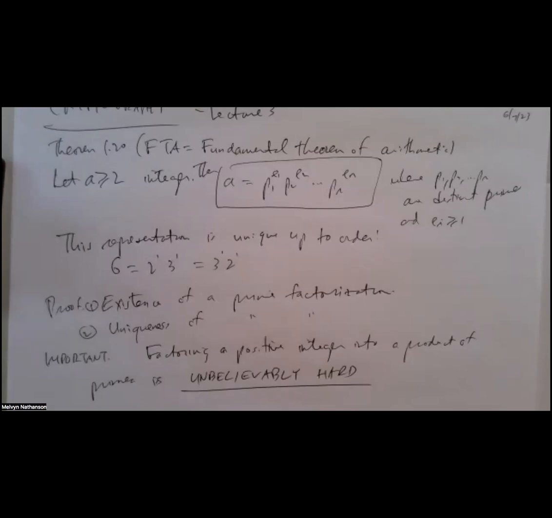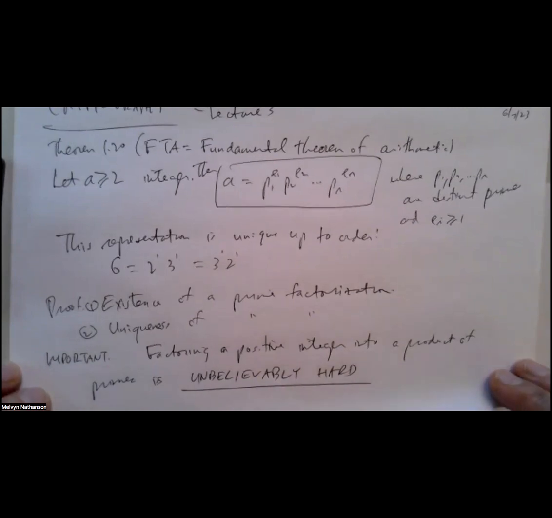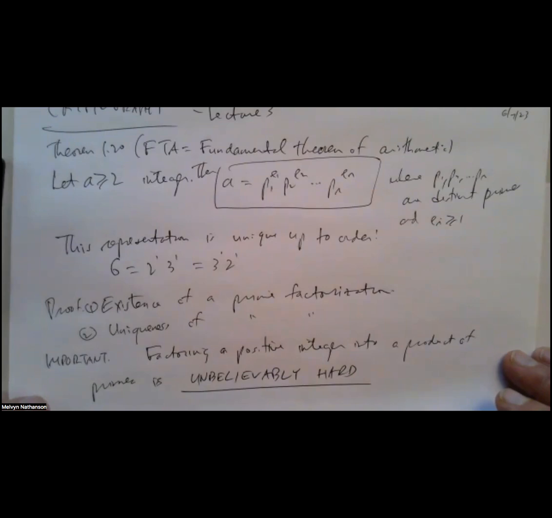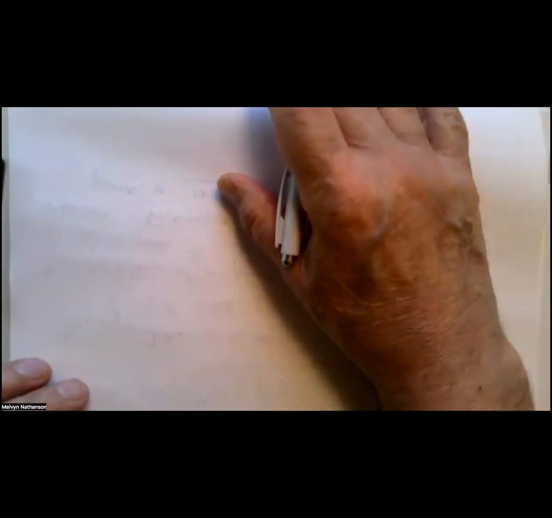No. All right. So factoring a positive integer into a product of primes is hard, but the fundamental theorem of arithmetic says that a factorization always exists. Right? This is, in fact, probably the biggest unsolved problem in theoretical computer science. So how do we know that every number is a product of primes?